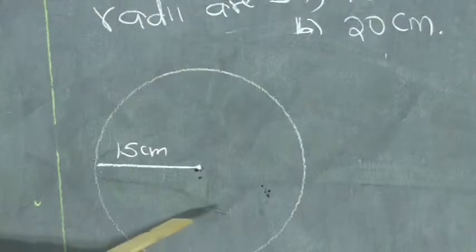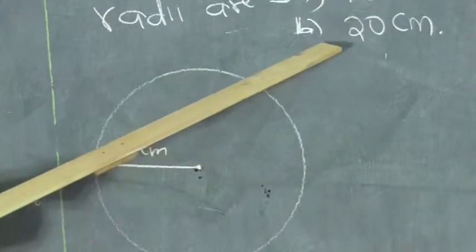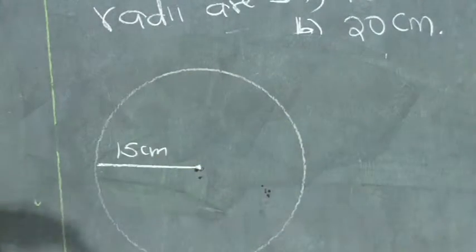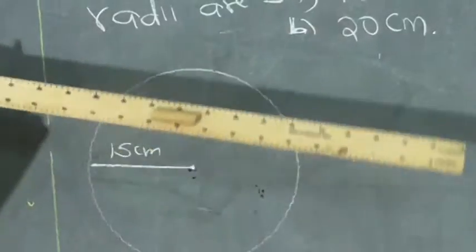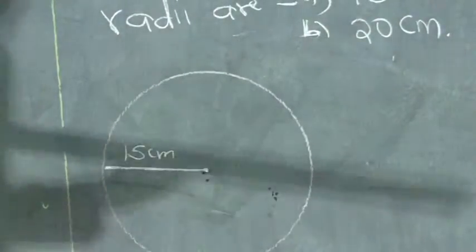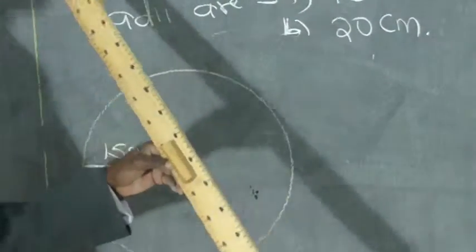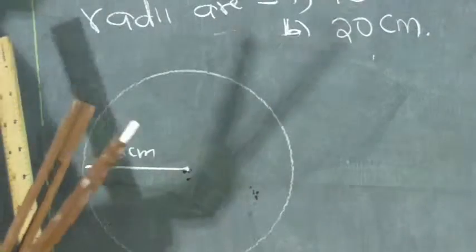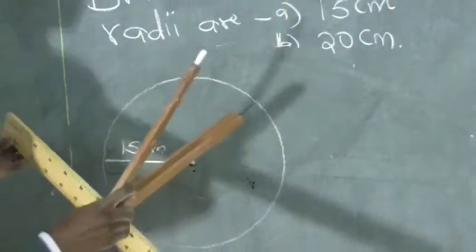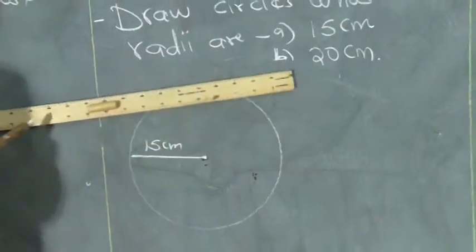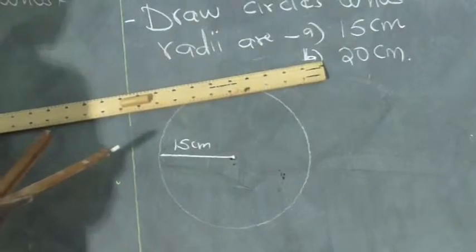Now, the same is to be done in constructing the second circle, whose radius is 20 centimeters. Just as explained in the first step, to construct that circle, you need a ruler and this pair of compasses. Then after that, you have to get a radius of 20 centimeters.